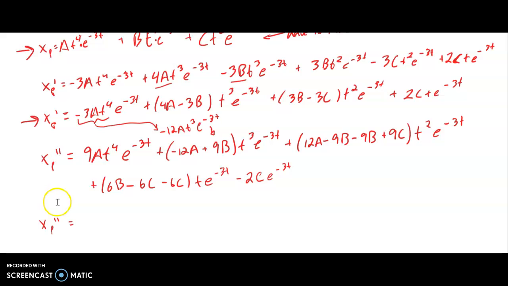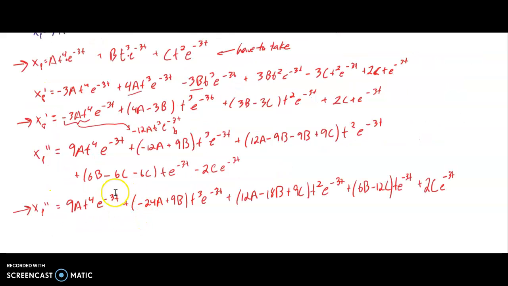So I'm going to go ahead and write all of my collected like terms on this next line. All right, so what I have is 9a, that comes from this, minus 24a plus 9b, that's this term and this term, along with that here, 12a, this gives me negative 9 is the 18 right there. This right here, 6b, is this 6b and minus the 12c. And then this 2c right here is that right there.